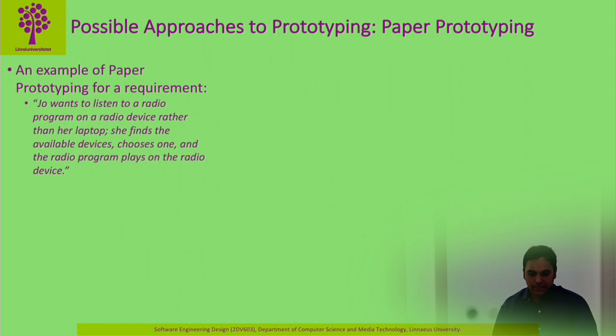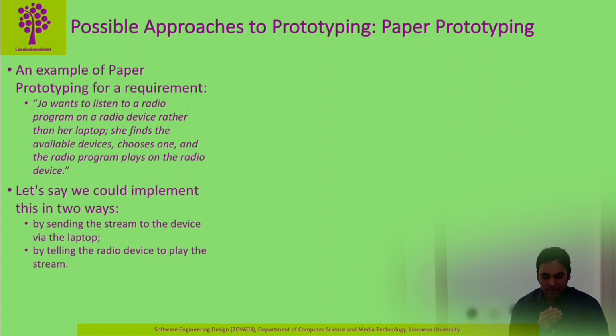For example, there is a requirement that Joe wants to listen to a radio program, but not from her laptop. She has multiple radio devices, and she wants to listen to the radio on those devices or any of the devices. Let's say we can implement this requirement in two ways. We have a smart device. We can send the stream to that device from the laptop, and then that device can play by itself. We can also give a command to that device, so if we tell the device to play this music, it will start playing.